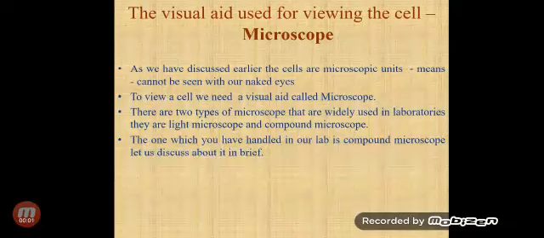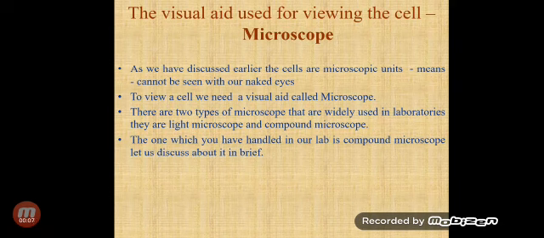Let us discuss the visual aid used for viewing the cell, the microscope. As I have told you already, the cell is a tiny microscopic unit which cannot be seen with our naked eye. So we need an optical aid to see the magnified view of a cell and study it in detail. And that optical aid which is going to help us in viewing the cell is a microscope.